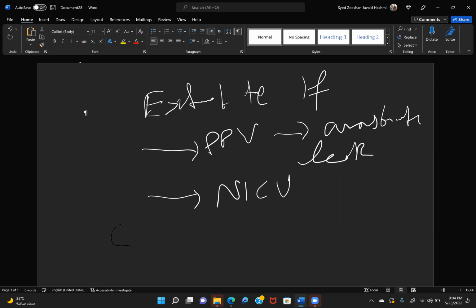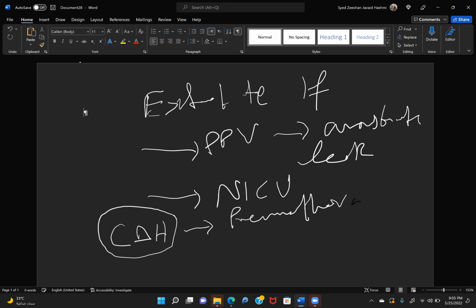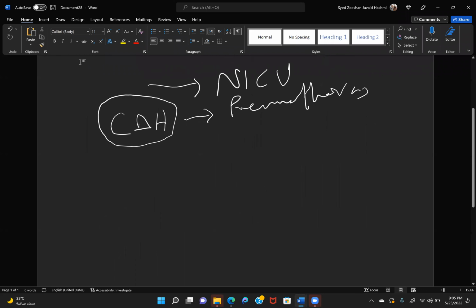The same is true for congenital diaphragmatic hernia, where you have to measure the lungs. These patients may need post-operative ventilation, but first of all you will optimize the patient, and only then proceed for the surgery. Once you have optimized the patient, take care, as I told you, that if you give high airway pressures, there will be pneumothorax. And if you give too much post-operative positive pressure ventilation, there are chances of anastomotic leak. So this is all about these two diseases.